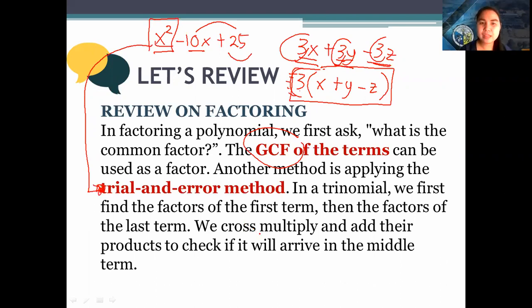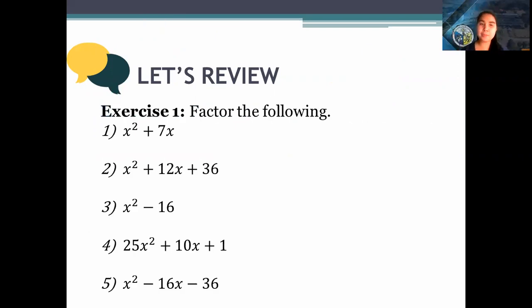Now, let's have a brief review. Let's start with number 1. Okay, in your chat box, x squared plus 7x. What is common? In the chat box, type what is the common. Very good. The common is x. So we place x outside. Then we divide all the terms by x.